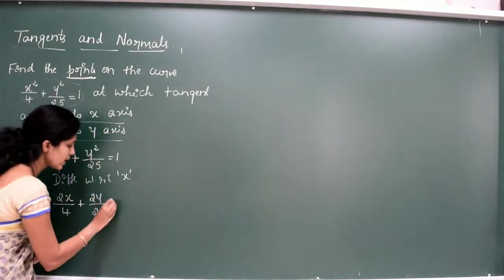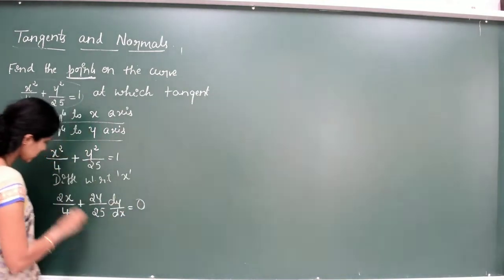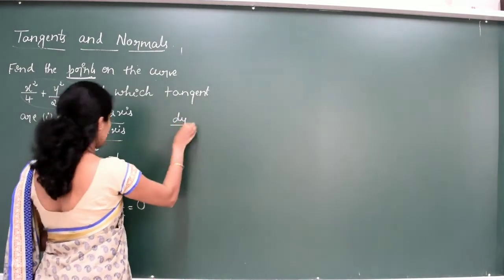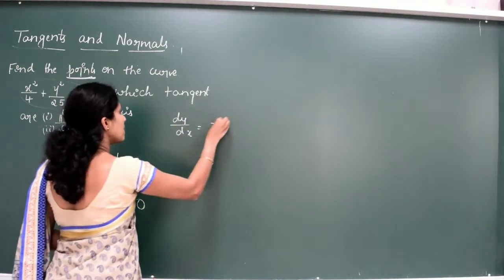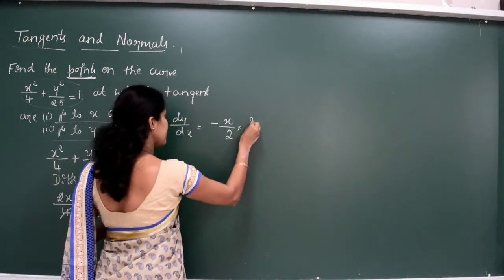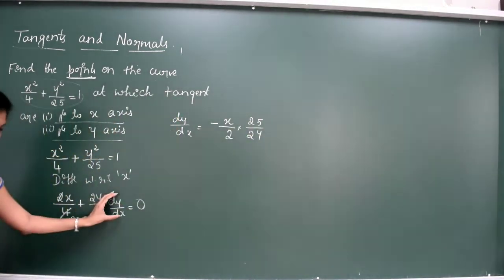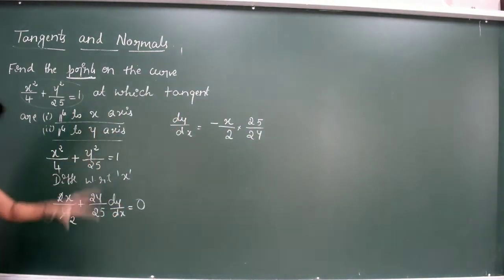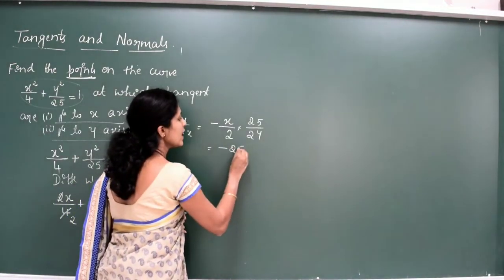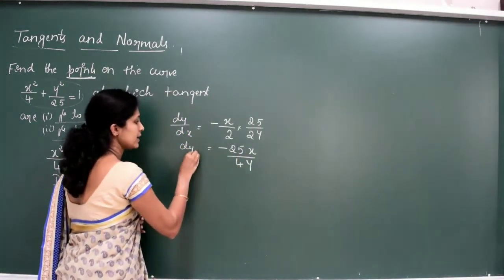So the derivative of y will be dy by dx is equal to 1 is 0. So here 2 and 2. So the value of dy by dx will be, what is dy by dx? Now this is equal to minus x divided by 2 into 25 divided by 2y. Right? dy by dx is equal to minus x by 2, this will be 25 by 2y. So I can write minus 25x divided by 4y. We got the value of dy by dx.